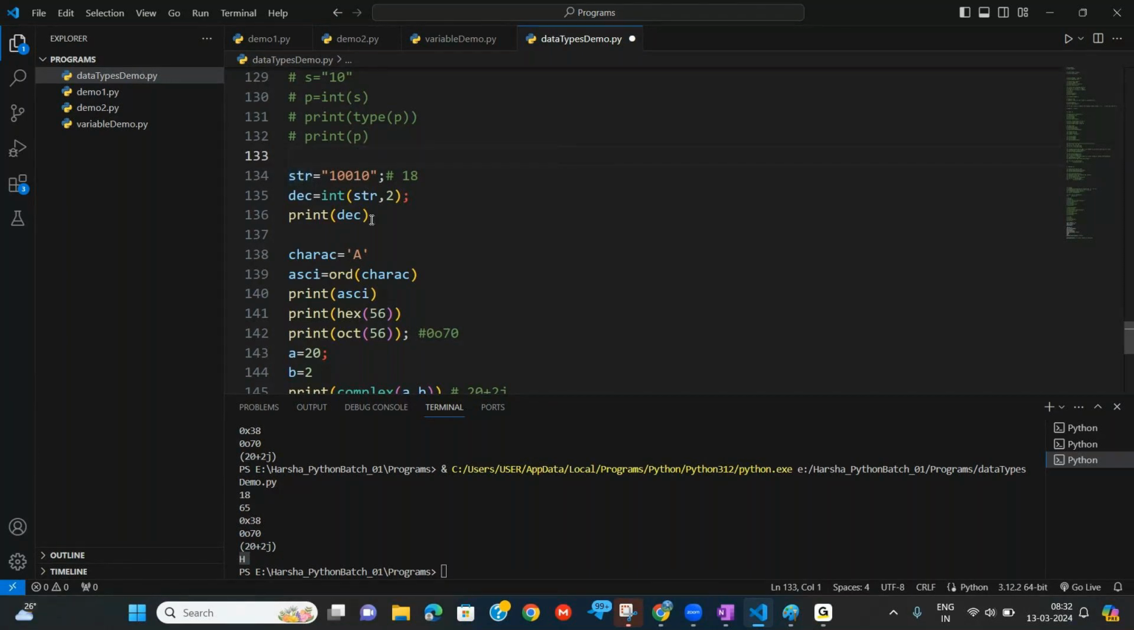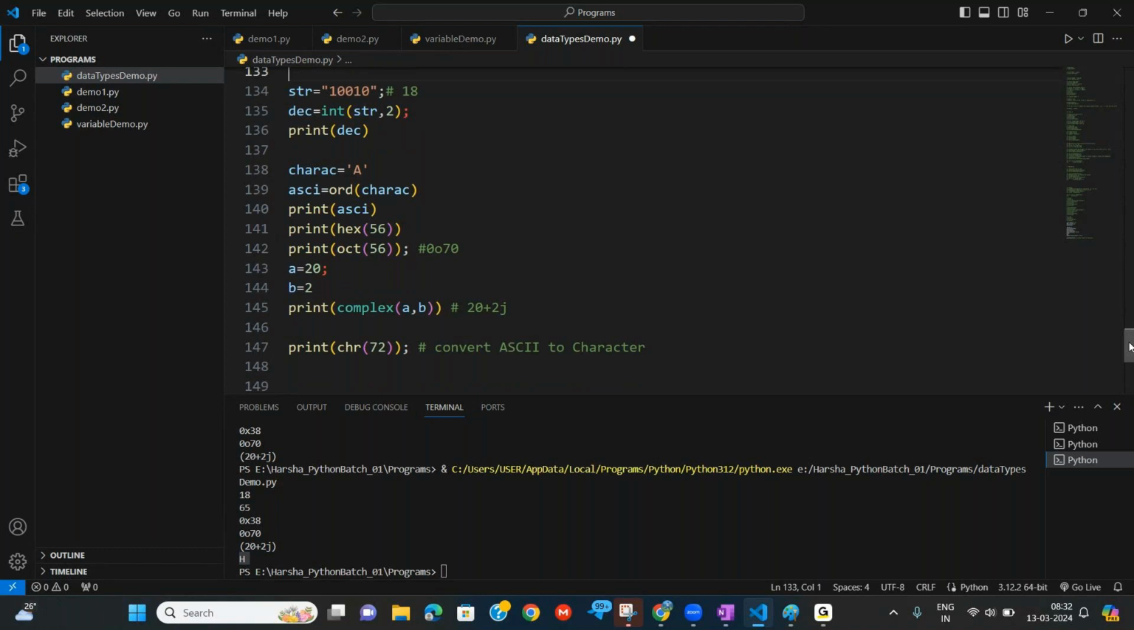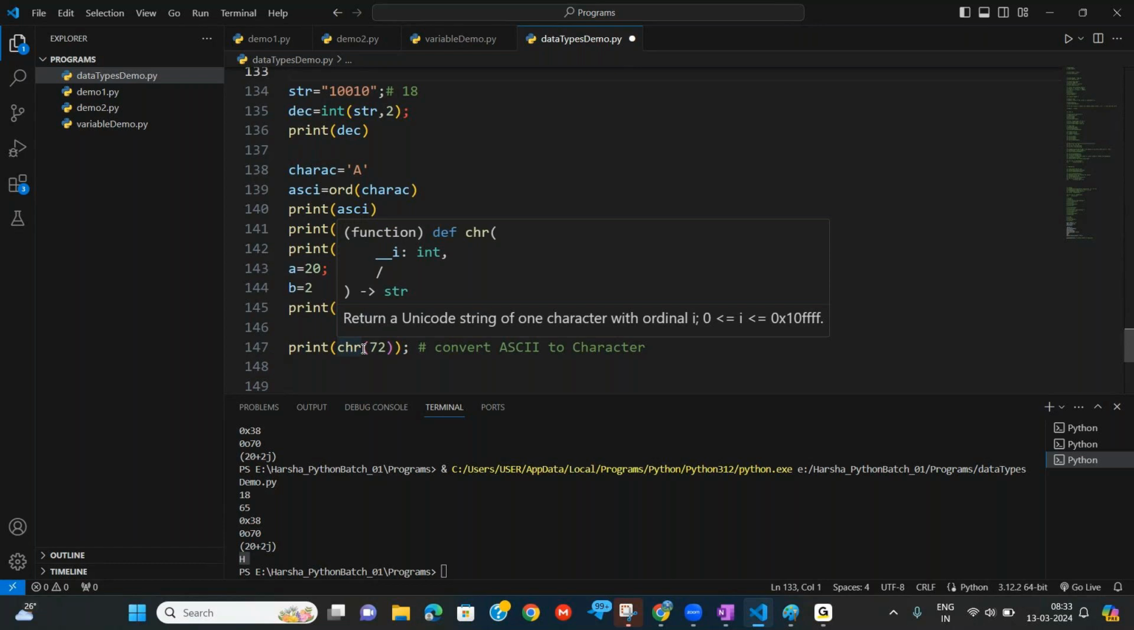What is the purpose of dec? It is getting the decimal number. That's why I'm writing dec. And what does this asc mean? It is getting the ASCII number of the corresponding character. That's why. It is a variable name. You can give any name. It is not a keyword. A keyword like chr, this is a keyword. You cannot change this name. If you try to change its name, it will give you an error because it is a predefined thing.